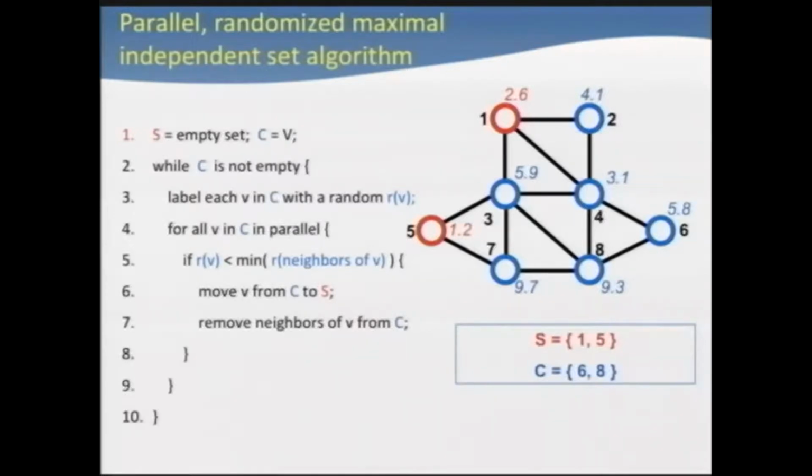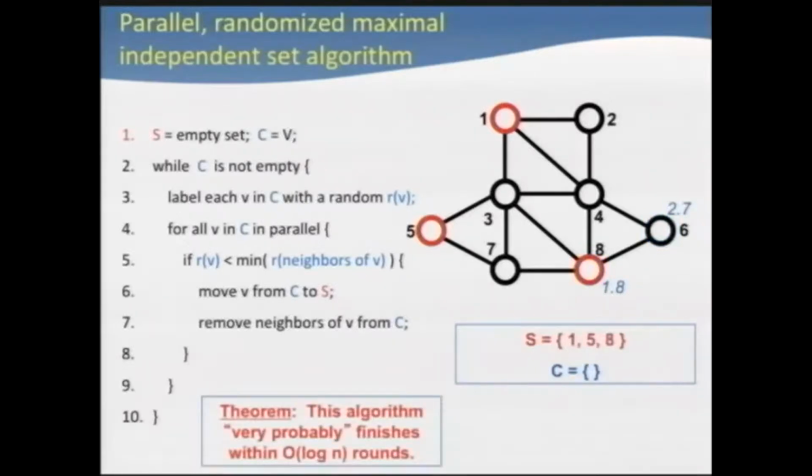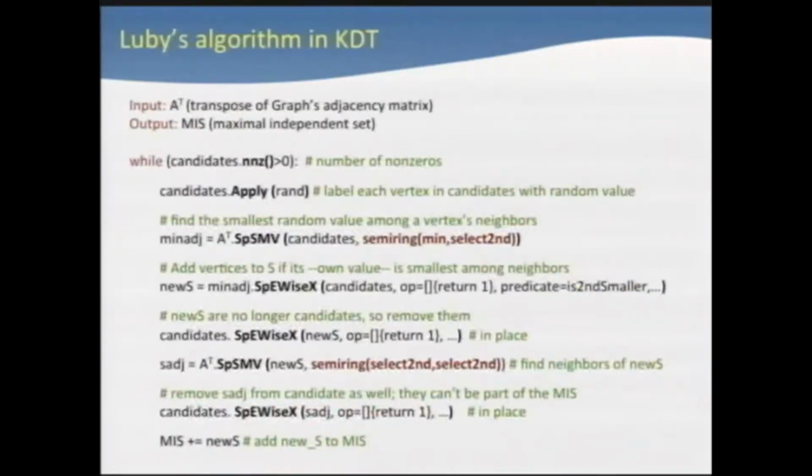This looks like a repetition of the maximal matching algorithm, kind of. The neighbors are removed because they can't be in the independent set. And now you're left with the remaining ones. You just toss another coin, boom. You'll find the complete set. So the theorem is that this will probably finish within log n rounds. And that's usually good enough.